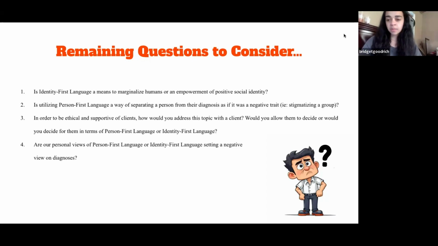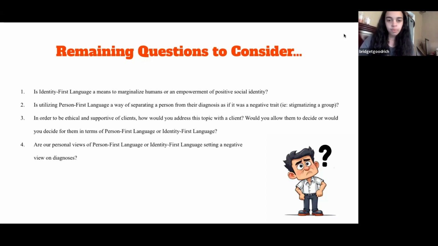So I know I can speak from a personal viewpoint. My bachelor's degree is in education, and in my education classes, they really pushed person first language. So I naturally have not a negative view on the diagnosis itself, but a negative view on using identity first language, because again, it was drilled into our heads that it's rude, it's not the nicest sounding, and we should really focus on the person, not the diagnosis.